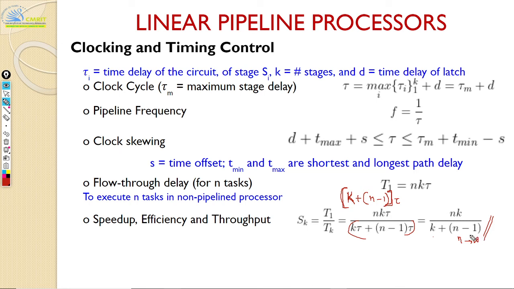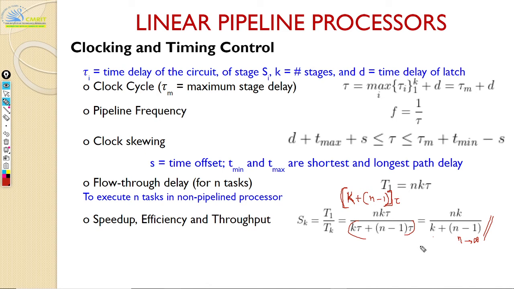If you're processing, then you can actually apply your L'Hopital's rule, right? So your speed up will become k. So in other words, if you have a k stage pipeline, the maximum speed up you will get theoretically is k. And similarly, if you have the other way around, right?